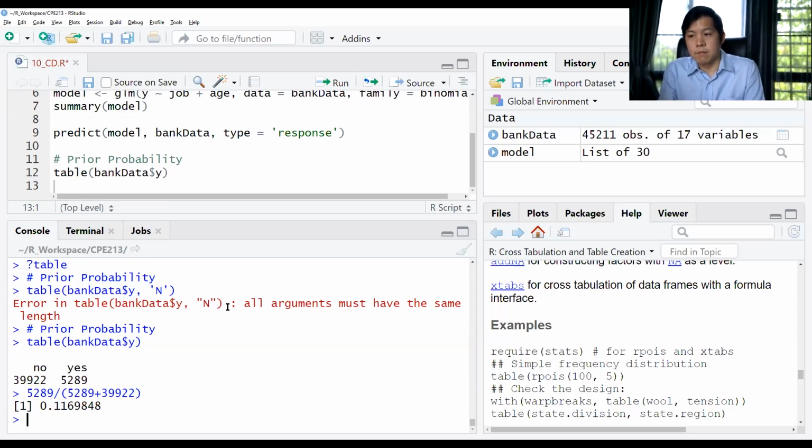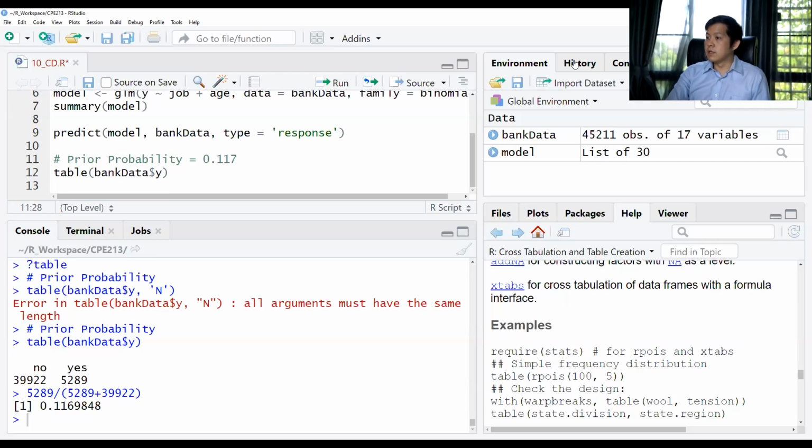That means the prior probability is about 11.7% or 0.117. So if the value is more than 0.117, then it means that in your prediction there's a chance that the customer would accept, right, more than the usual distribution that you have. But if the value is lower than 0.117, then it means that it has less chance. You may predict that the customer might not accept the offer.